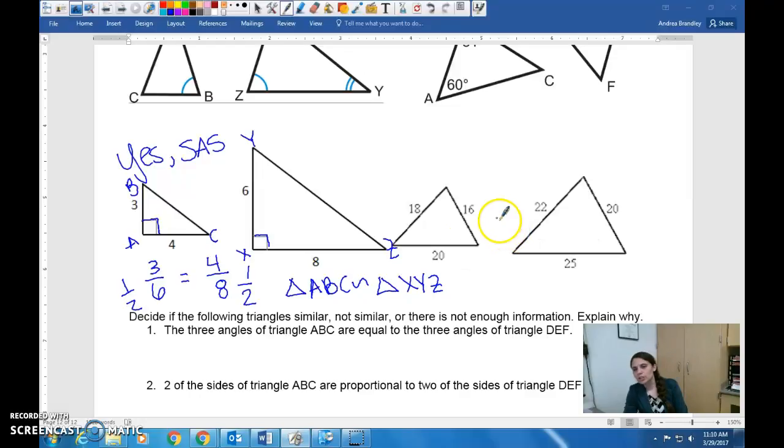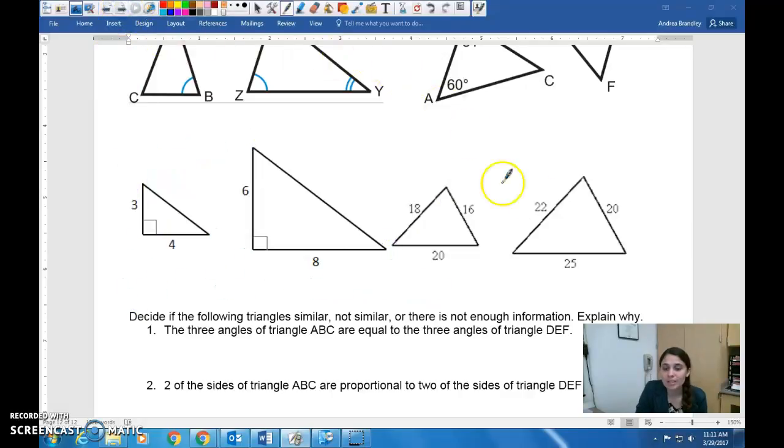And then my last example, with pictures at least, has 3 side lengths. I don't know any angles. So the only possibility I could use on this is side, side, side. If all 3 sides are proportional, then I can say, yes, these are similar.